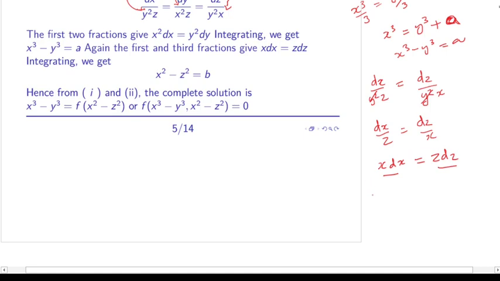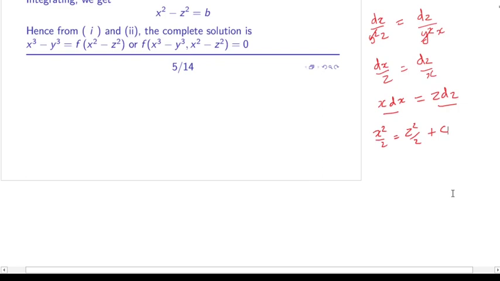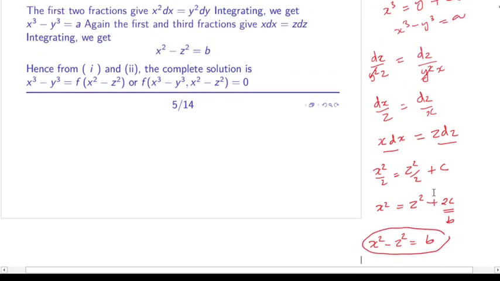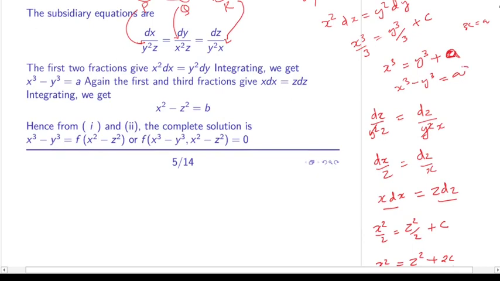So what you get is x square by 2 equal to z square by 2 plus a constant c. So you can write x square equal to z square plus 2c. You can put 2c as another constant b, or x square minus z square equal to some constant b. Okay, so you get two solutions. One is this, and the other we have already found. The second one is this.